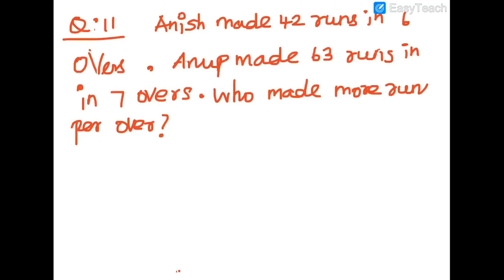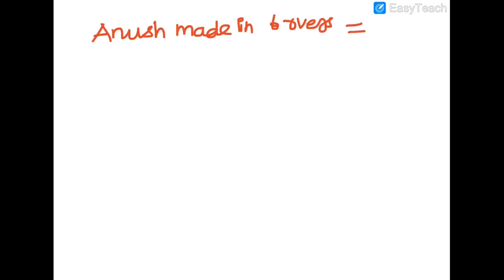Per over, who gave more runs? First we have to know how much Anish made. In 6 overs, 42 runs he made. First you have to write, Anish made in 6 overs. How much did Anish make for 6 overs? 42 runs.